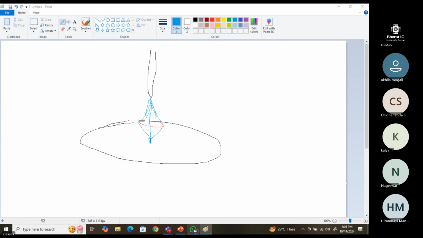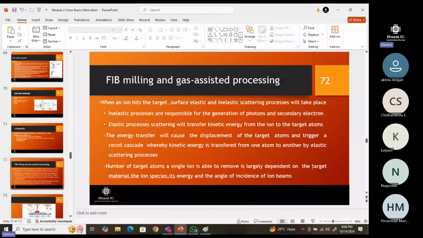So how many atoms over that wafer will be targeted by this ion beam depends completely on the target material, ion species, its energy, and the angle of incidence of the ion beam. Now you got it. If it has to touch 100 atoms, then the quality of the ion beam should be much more efficient.